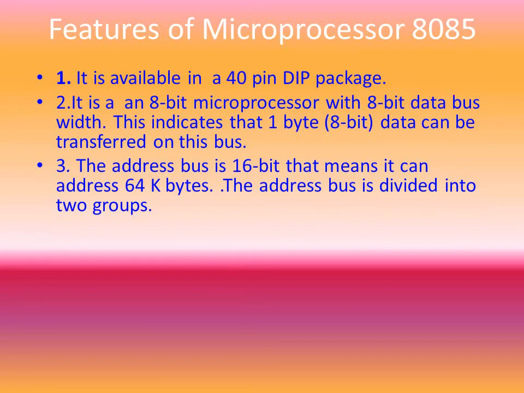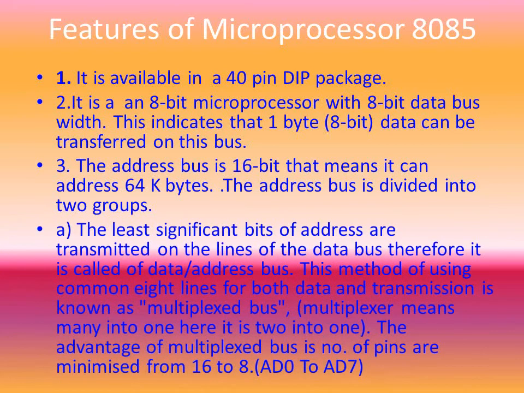Now here this address bus is divided into two groups, LSB and MSB. LSB stands for least significant bits. Now here the address bus is 16 bits, means you can indicate it like A0 to A15. A0 to A15. This indicates that this is 16 bit.